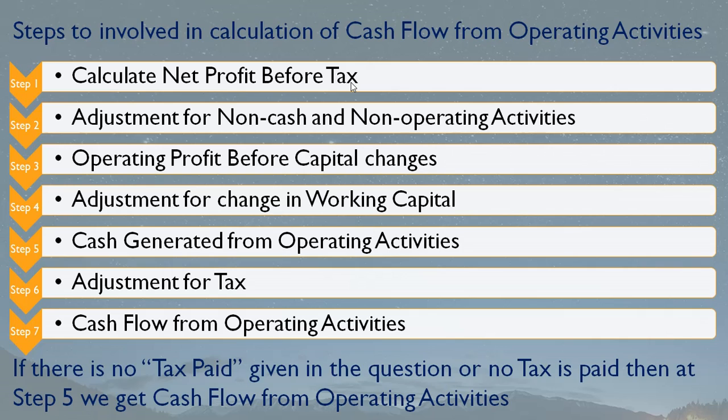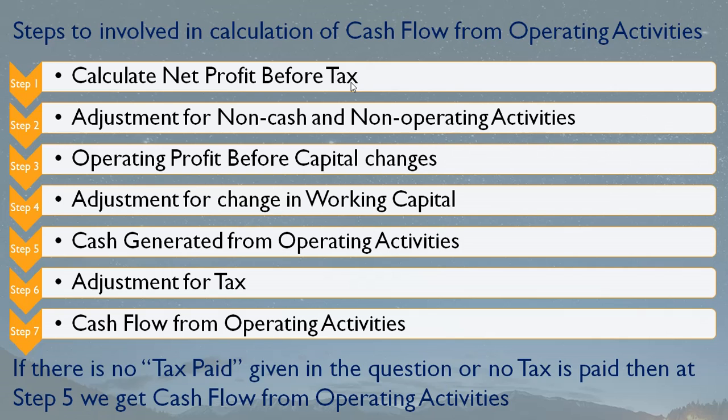Okay, that is your step number 3. And step number 4 will be adjustment for change in working capital. And step number 5 will be cash generated from operating activities. And step number 6, that is adjustment for tax. Okay, the tax paid will be subtracted. And finally, cash flow from operating activities, that is your last step. Okay, that is step number 7.